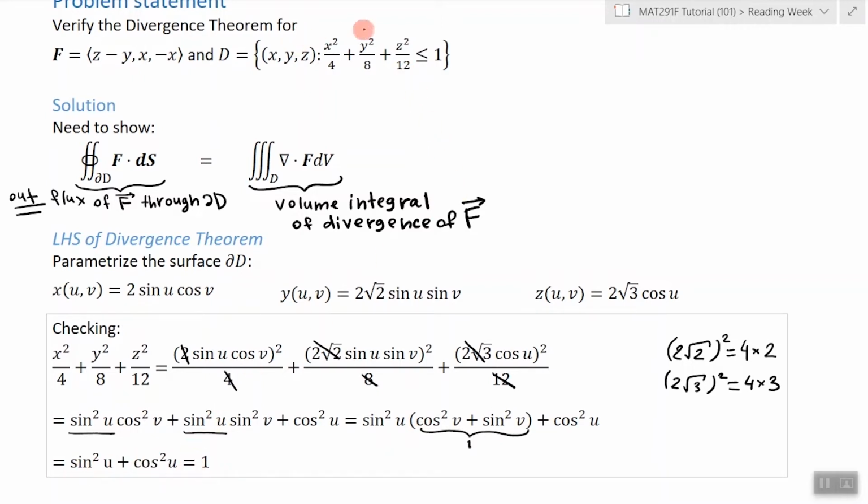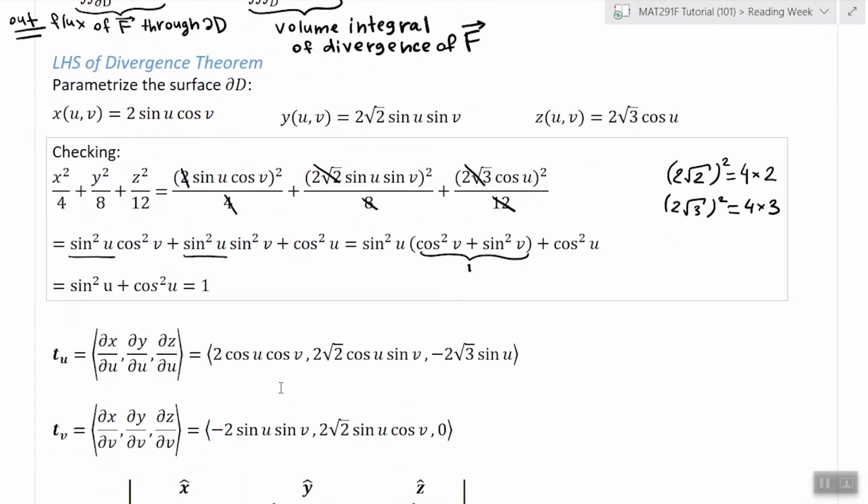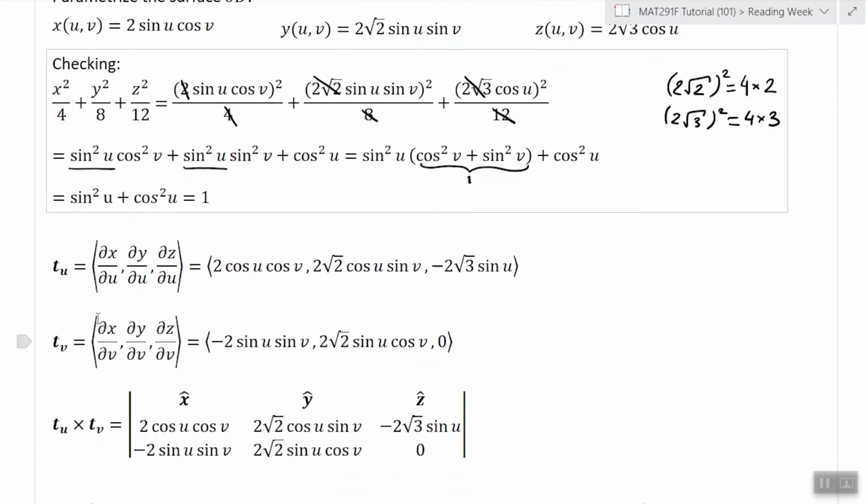Now let's look at this. This is exactly what we're trying to show, that these x, y, and z lie on the boundary of this region D. So everything is fine. Our parameterization makes sense. Let's find vectors tu and tv. Remember, tu is equal to the derivative of the position vector with respect to u. tv is the same thing but with respect to v.